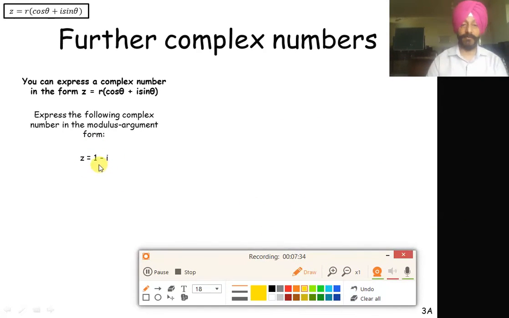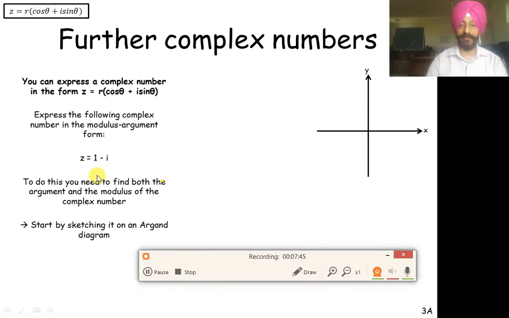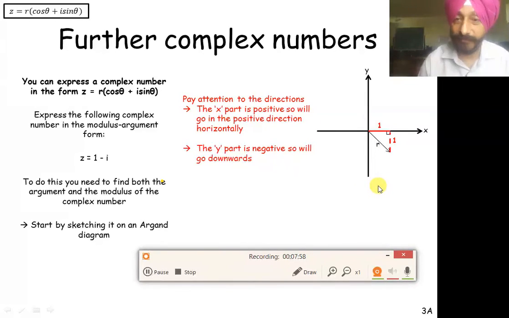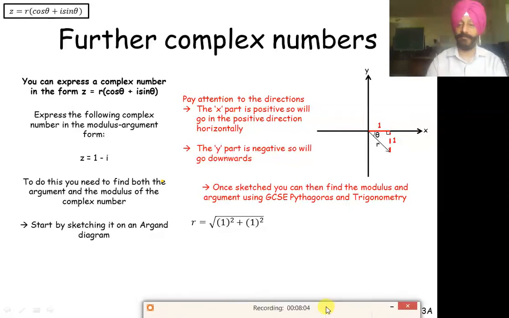z = 1 - i. First of all, we see the figure, how we trace it geometrically. Here x is positive and y is negative, so pay attention to the direction. X is positive, so we go positive, and y is negative, so we go negative, and this is r. And what is the modulus of this complex number? The modulus is r.